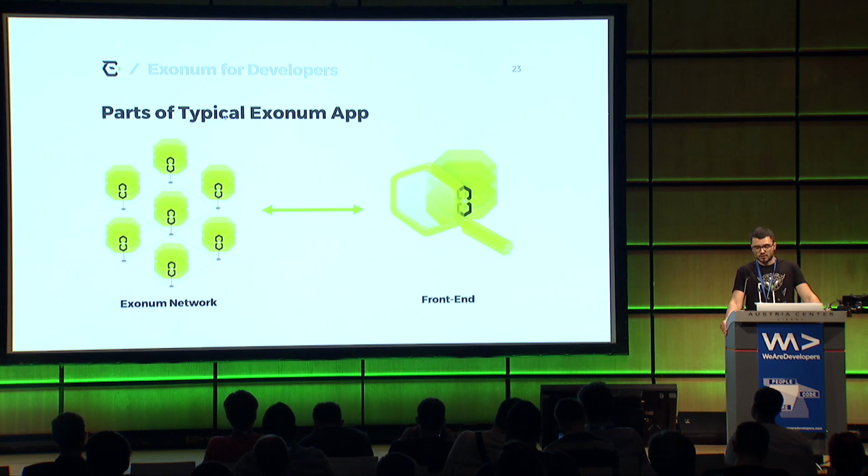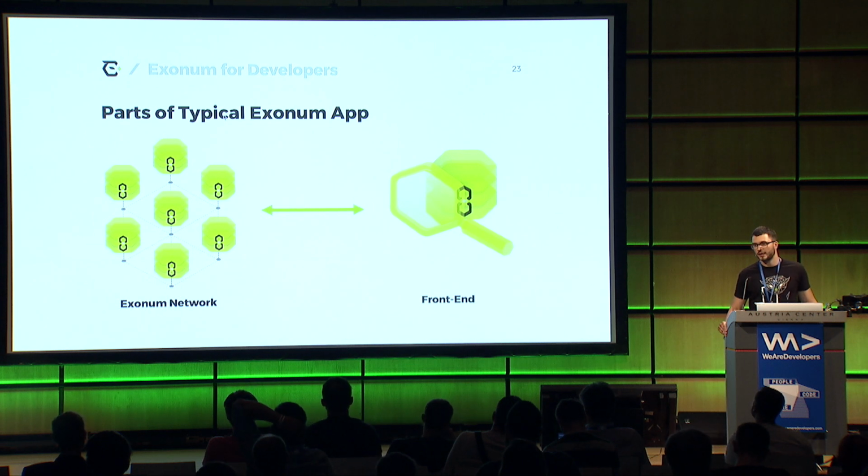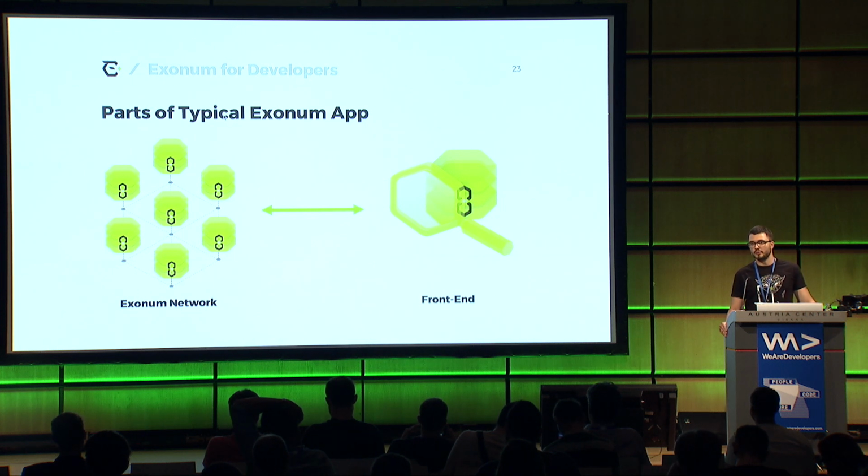Okay, so what are the parts of a typical web application based on Exonum? So we have classic front-end and back-end parts. As a back-end part, we have a blockchain network with the corresponding service, which consists of business logic you need to provide. As a front-end, we may use our JavaScript library built in some website or some other client's code.